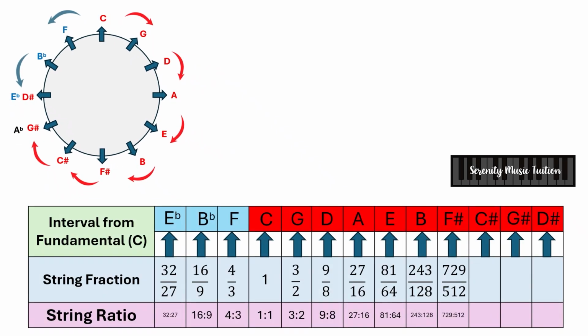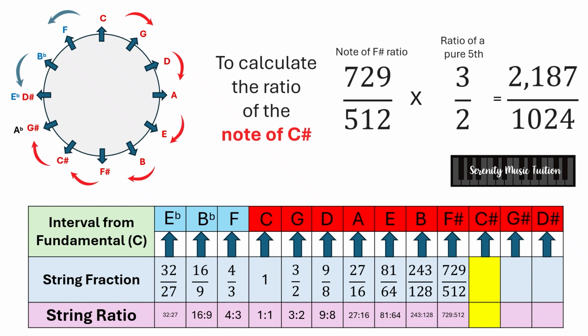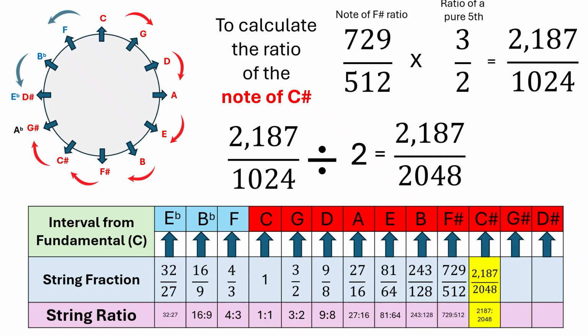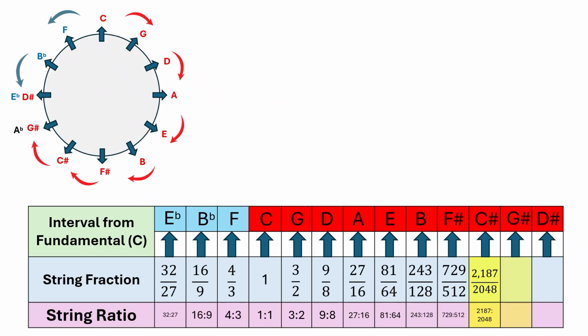To calculate the string ratio which will produce the note of C sharp, we need to take the ratio of the previous note of F sharp and multiply it by the ratio of a pure fifth, which is 3/2. This gives us an interval fraction of 2187 over 1024, which is greater than 2. This shows the note has ended up in the next octave, so let's divide by 2 to bring the ratio down into the required octave, giving us a final interval fraction of 2187 over 2048.